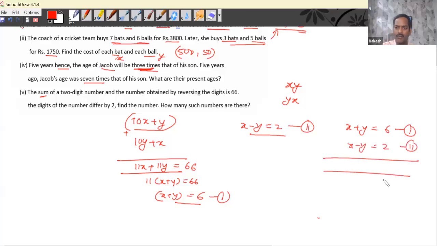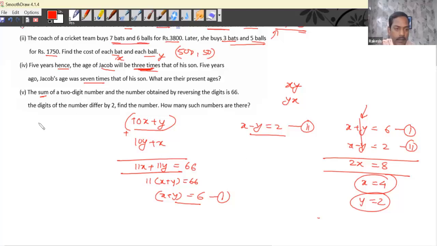Let us add them because it's simple now. The coefficient of y in both cases is the same. In one case it is plus, in the other case it is minus. So adding them, I'll be getting 2x, y will get eliminated, and here it is 8. So the value of x will be equal to 4. Once I substitute the value of x equal to 4 in this, I'll be getting the value of y is equal to 2. So what is the number?